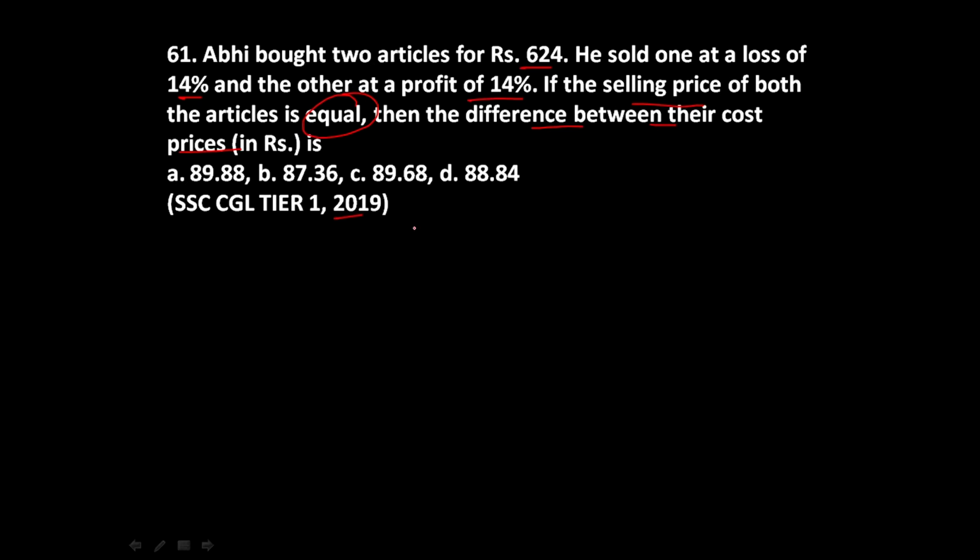So look at this. If the articles are A and B, the first is sold at a 14% loss, so it's 86, and the second is sold at a 14% profit, 114. If this is the ratio of SP, then the ratio of CP would be the opposite, right? So it is 57 and it is 43, right?